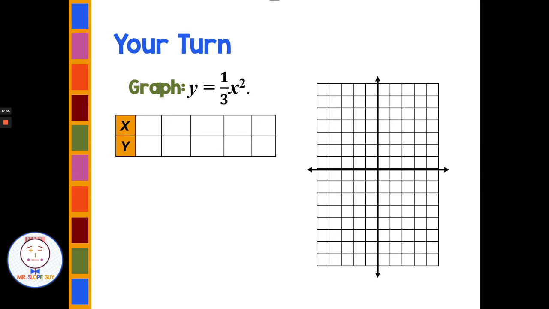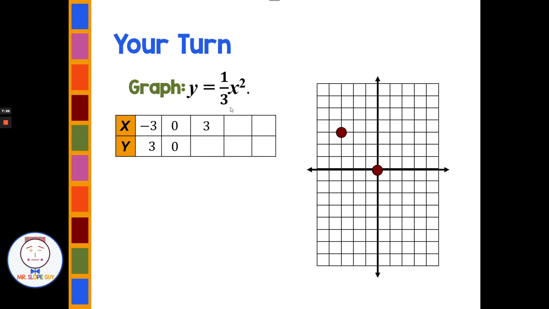Well, if I'm looking for numbers to divide by 3, I'm thinking numbers like 3, 6, 9, multiples of 3. To get this to come out to be 9, -3 works great, because -3 squared is 9, and then 1/3 of 9 is 3. 0 works great when I multiply it. We put on the point -3, 3. Put 0 in, 0 squared is 0, times 1/3 is 0. That gives me the point at 0, 0.